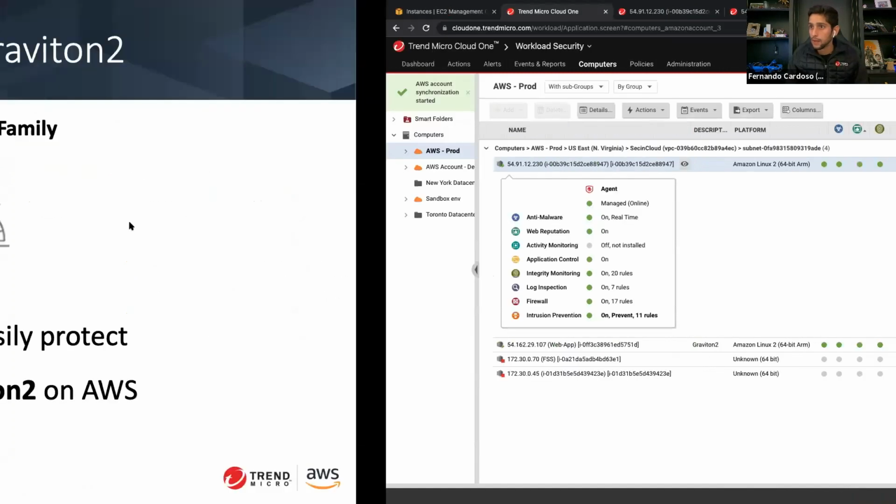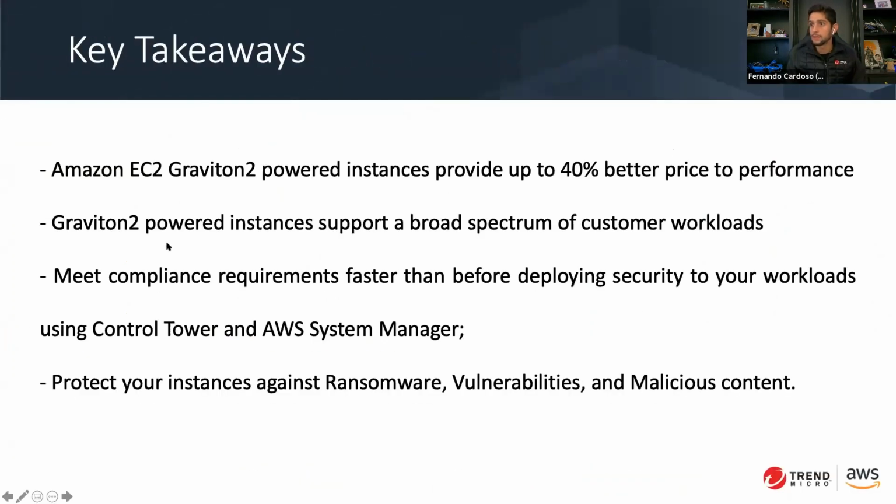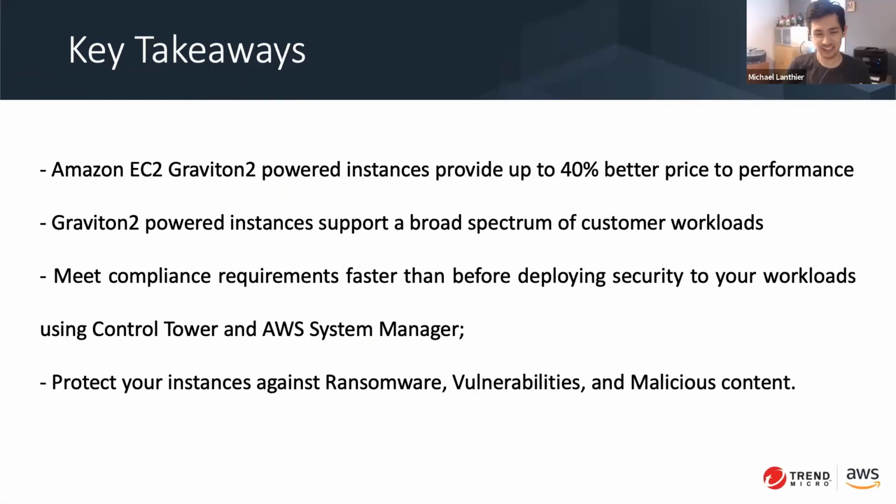Now, we have a couple of takeaways. And Michael, I don't know if you want to bring your three first, and after I can, your two first, sorry. Yeah. I'll talk about a couple of takeaways that we have for the Graviton side of things. And I think the biggest one is Graviton2 powered instances are going to provide up to 40% better price performance than comparable x86 instances.